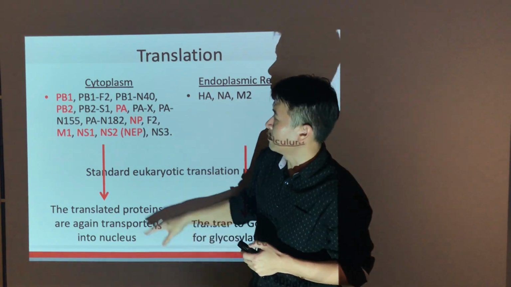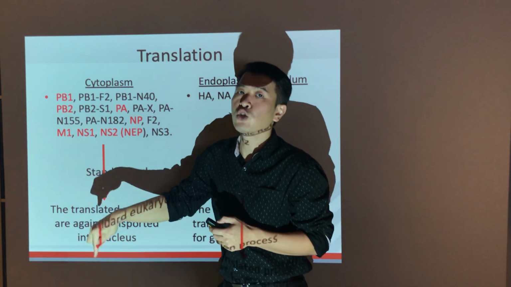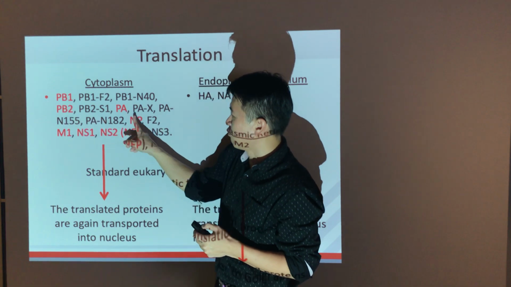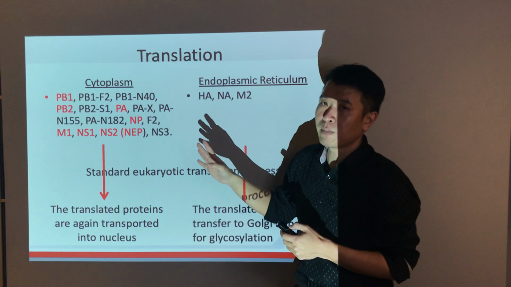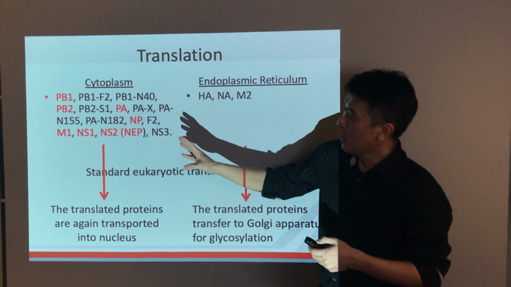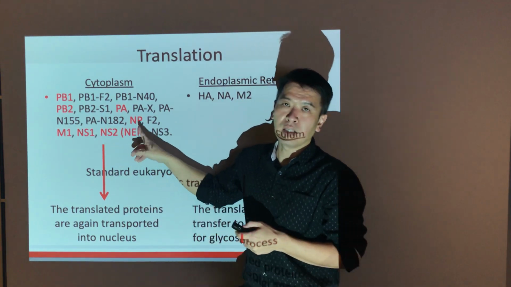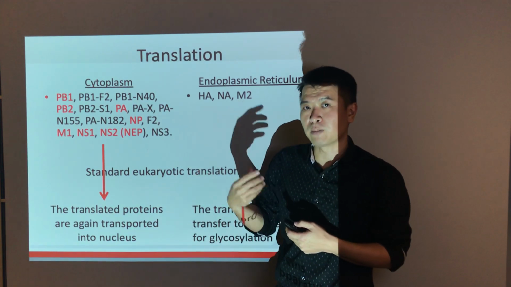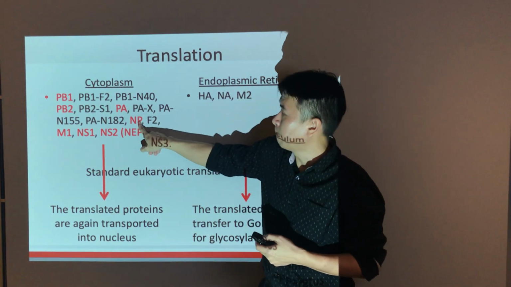And what happens next is some of these proteins will be translocated back into the nucleus. So I specifically highlight those in red, indicating that these proteins are really important and must be transported back into the nucleus. Alright? So why are these proteins so important? As you can see, the NP protein is definitely the one that you want to be in the nucleus, because the RNA is being produced, and they need to encapsulate the RNA to protect it.